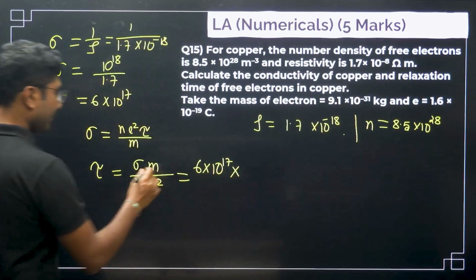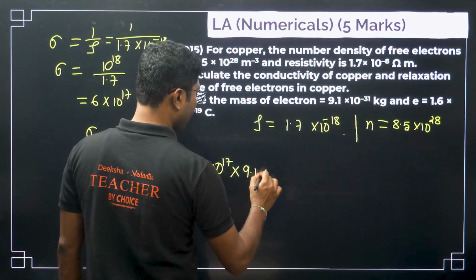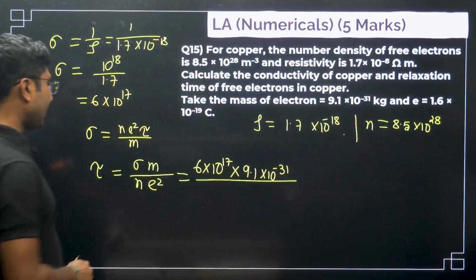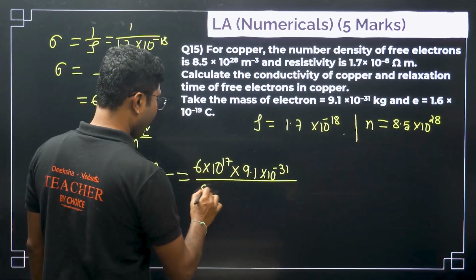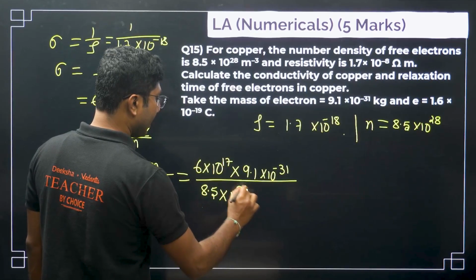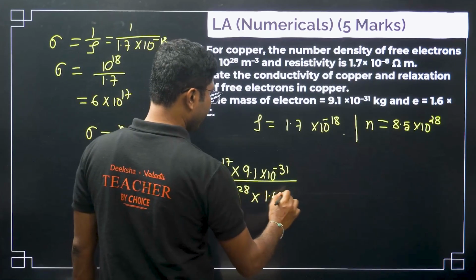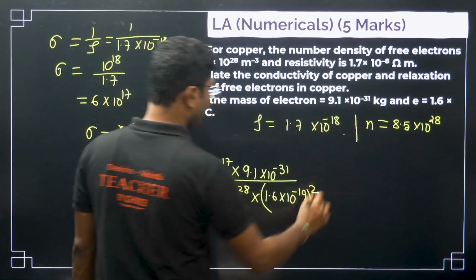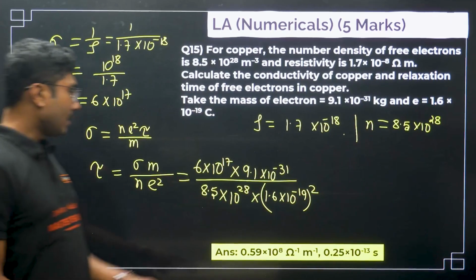Mass is given by 9.1 into 10 to the power of minus 31, divided by number density n, which is 8.5 into 10 to the power of 28, and charge of an electron is 1.6 into 10 to the power of minus 19, whole square. Okay, so this is slightly a mathematical question, and if you solve it you will get that.